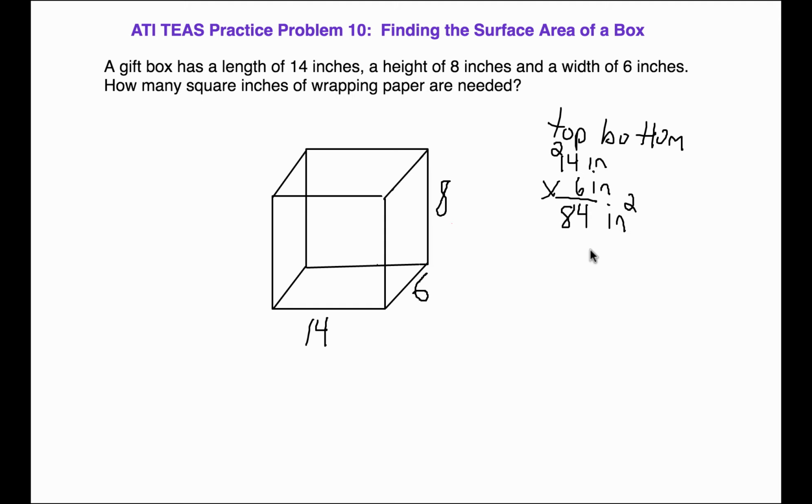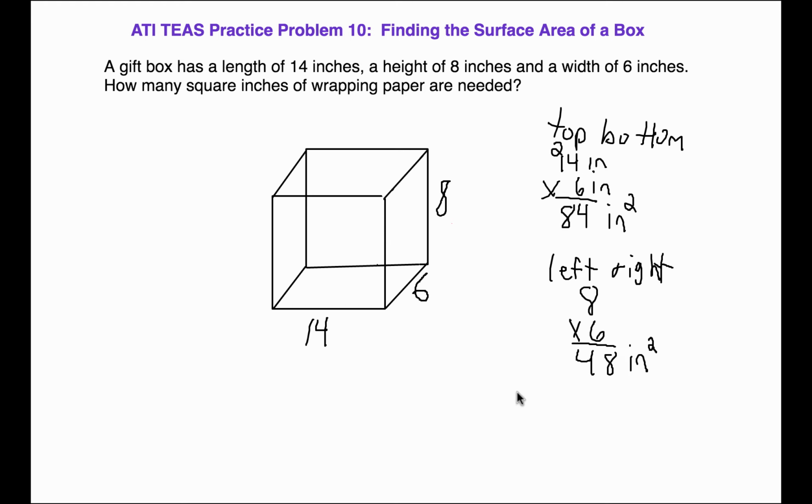Next, let's do the left and the right. Our dimensions for the left and the right are 8 and 6, right? Which is the height and the width. So we're going to multiply 8 times 6, in which we get 48 inches squared.